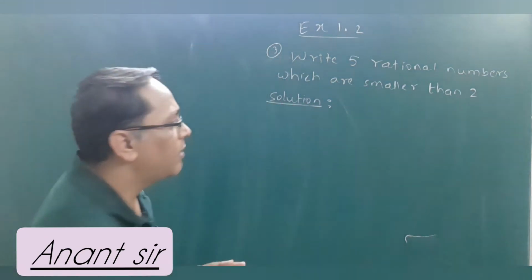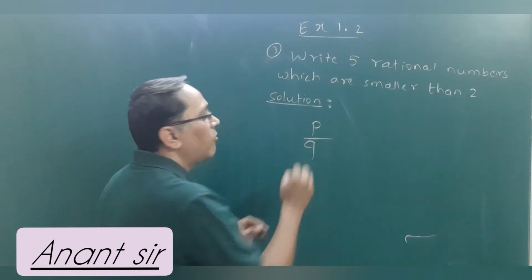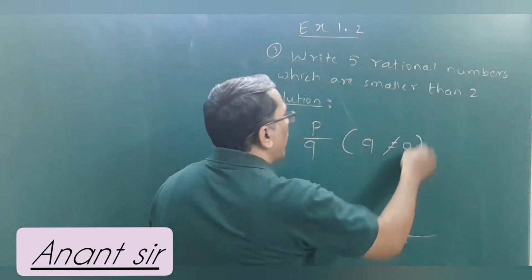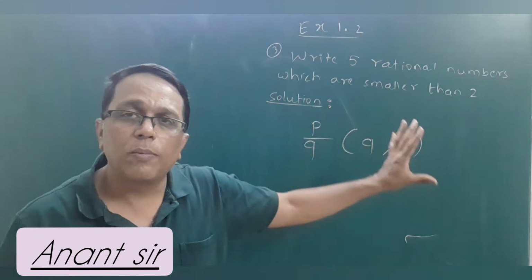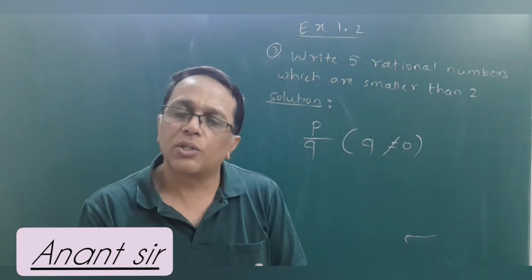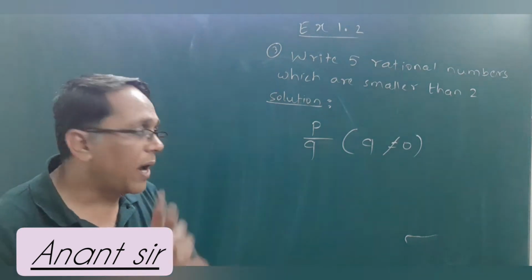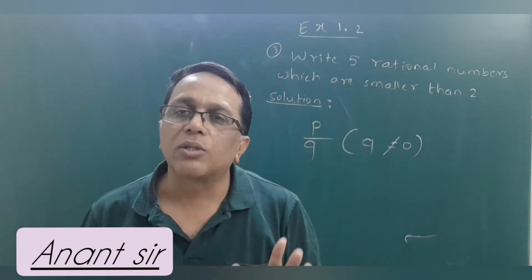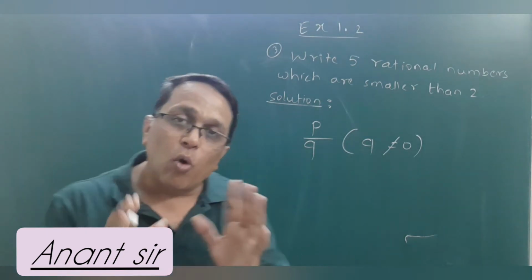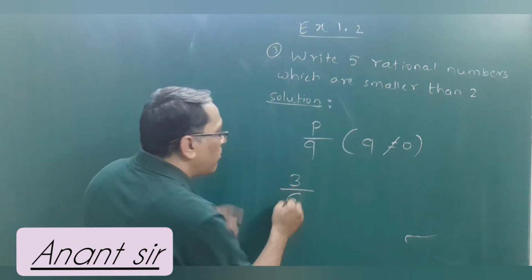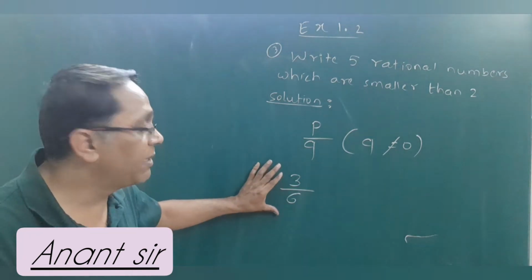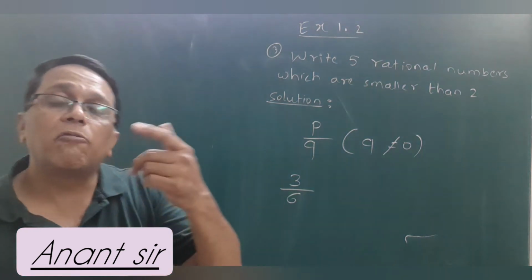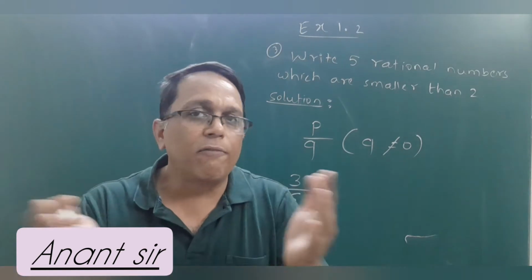A rational number is any number which we can write in the form of a fraction p by q, where denominator cannot be 0, because otherwise it will become meaningless. And p and q must be co-prime integers. Now again, what is meant by co-prime? Co-prime means these kinds of numbers should not be there because these are divisible by the same number. That means they have a common factor other than 1 also. 1 is a common factor of every number.